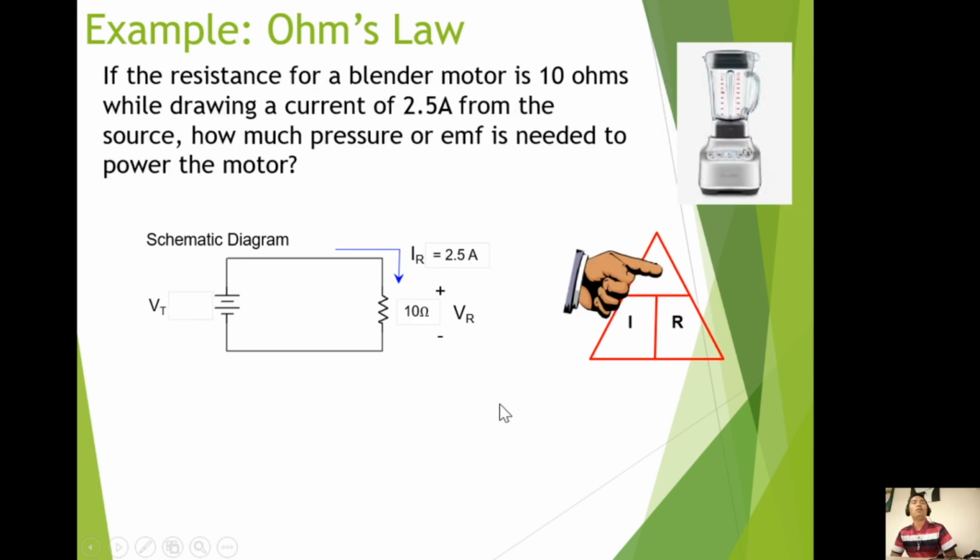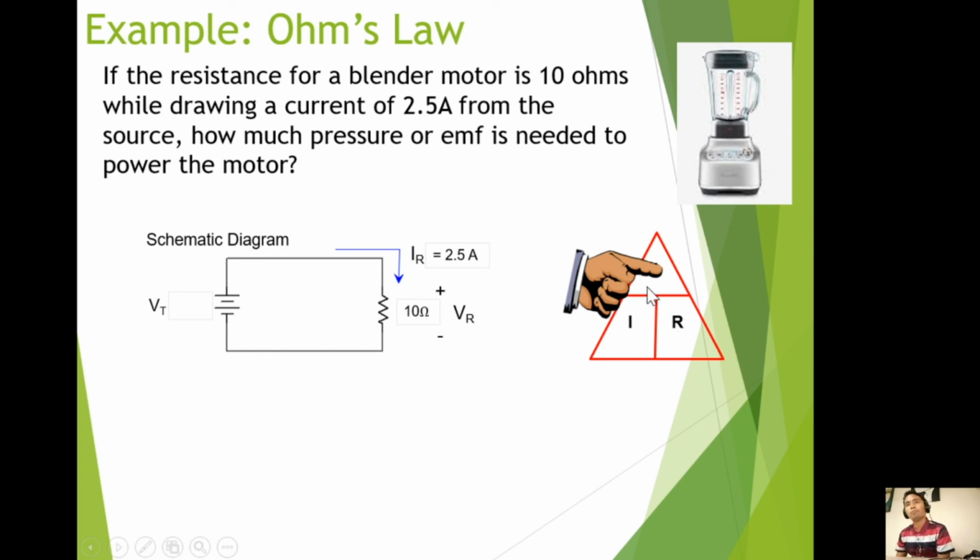Let's have the third example, a blender. If the resistance of a blender motor is 10 ohms while drawing a current of 2.5 amperes from the source, how much pressure, or electromotive force (EMF), is needed to power the motor? This is the schematic diagram of the circuit. The source, the pressure or EMF, is unknown. The current IR is equal to 2.5 amperes, and we have 10 ohms for the resistance of the blender.